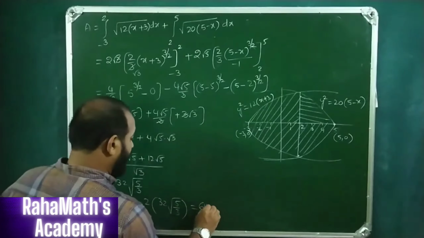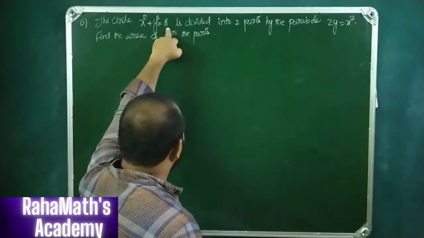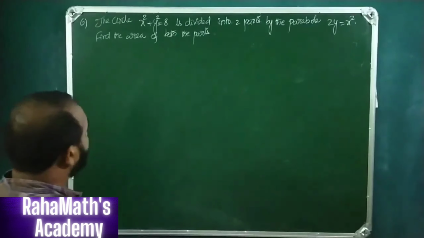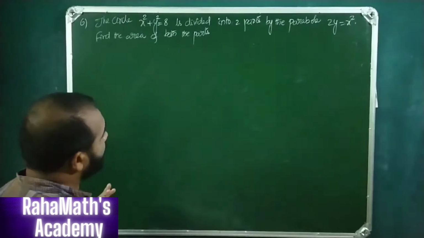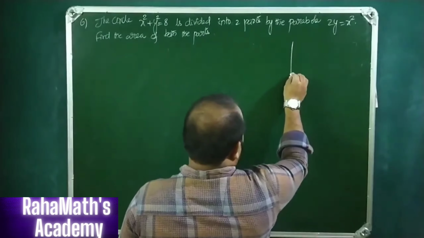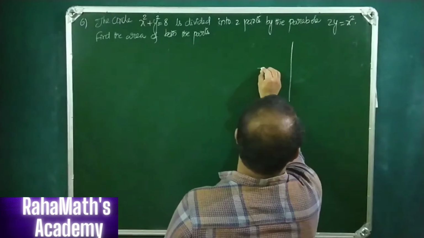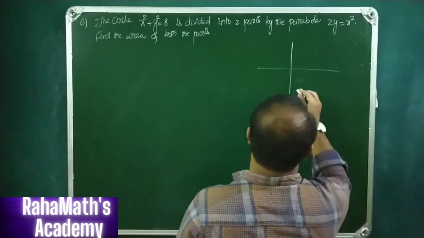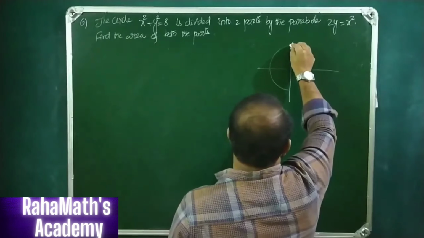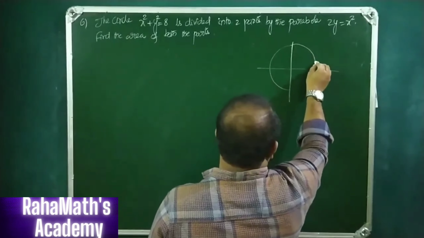The circle x square plus y square equals 8 is divided into two parts by the parabola. That means circle is there and parabola is there. First let us try to draw the diagram. So this is the coordinate axis and this is the circle. This is the circle.